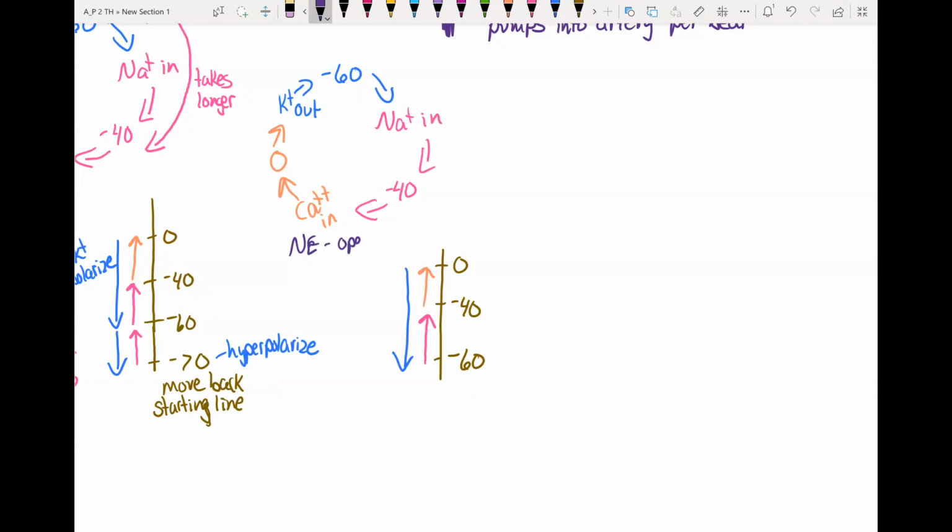Norepinephrine opens extra calcium gates. So you have more calcium in. So that means this part from -40 to 0 happens faster. So we're going to have more calcium coming in, so we're going to get from -40 to 0 faster. And that's how you increase the heart rate.